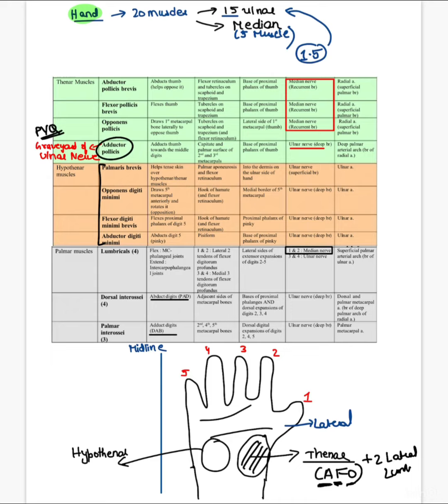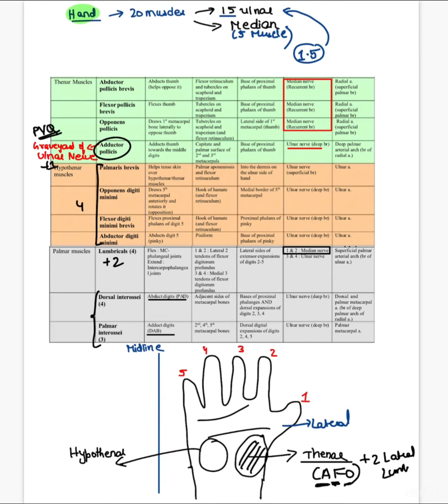Again, an important thing. Then your palmar muscles. We have lumbricals, 2 and 2: 2 supplied by your median, 2 by your ulnar. Dorsal interossei and palmar interossei, all the interossei, whether dorsal or palmar, are supplied by your ulnar nerve. That makes the 15: 4 plus 4 is 8, plus 4 is 12, plus 2 is 14, plus 1 is 15. I think this is done.